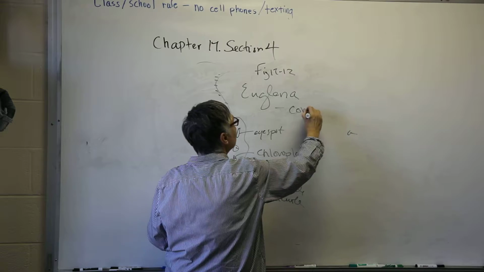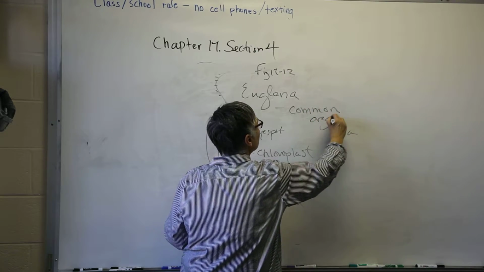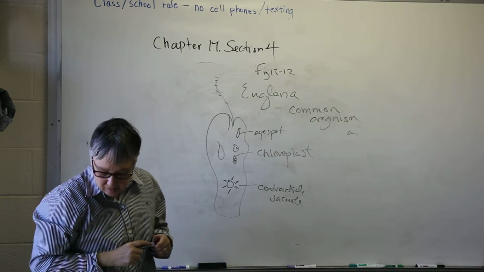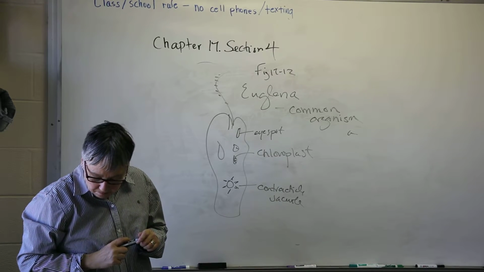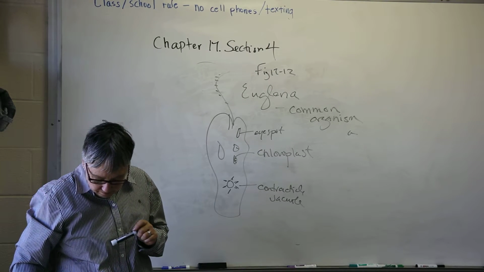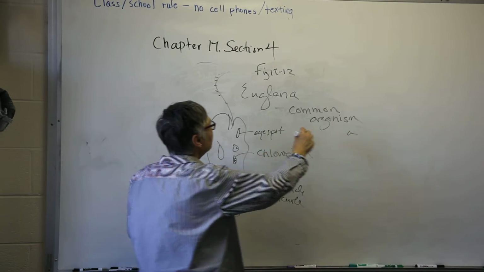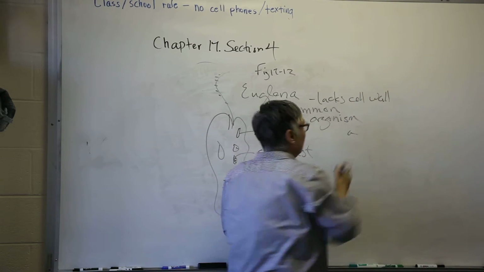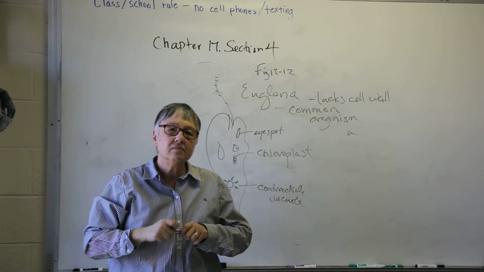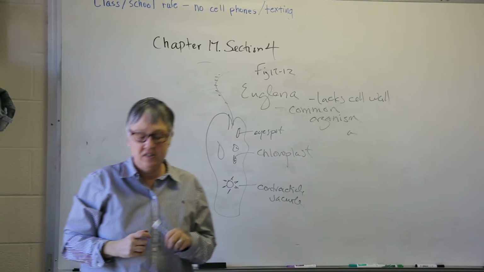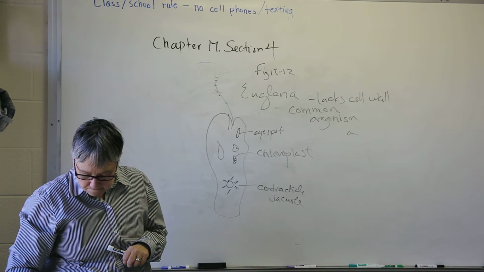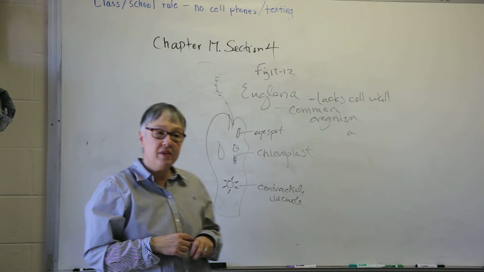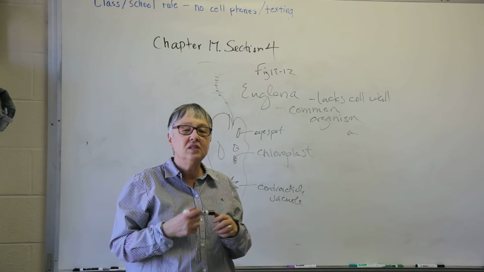This is a very common organism in ponds, although I don't think any of us saw any in the samples that I brought in the other day. One unusual feature is that it actually lacks a cell wall, but it has an unusual cell membrane that's rather rigid. Okay, I'm going to stop there, and I'll continue in part 3.